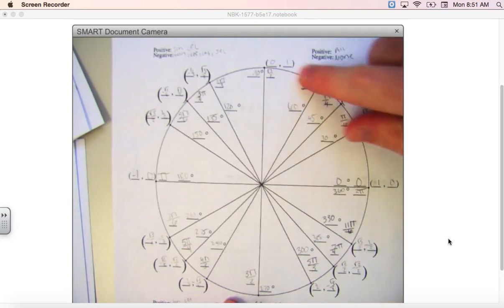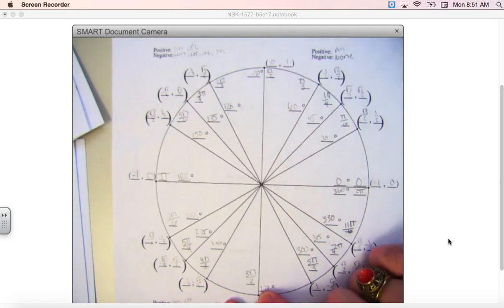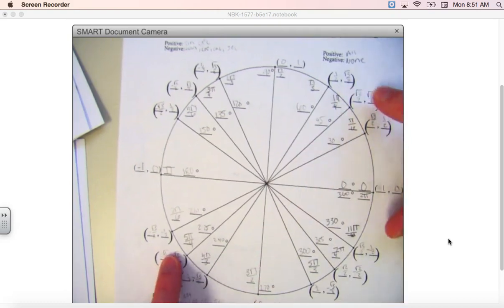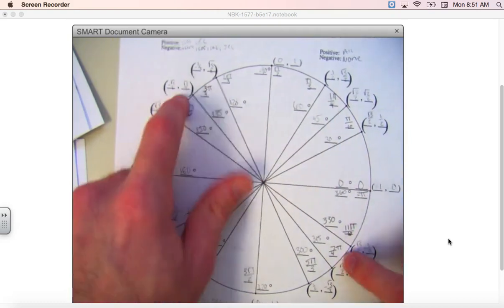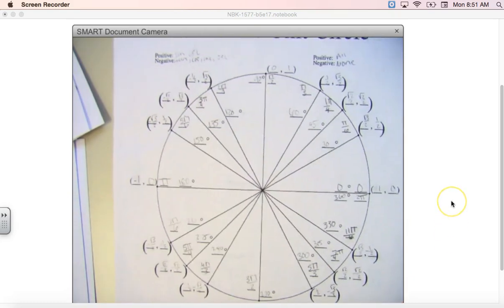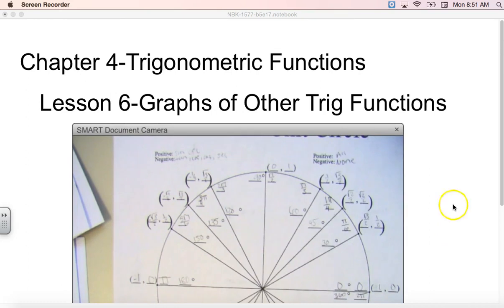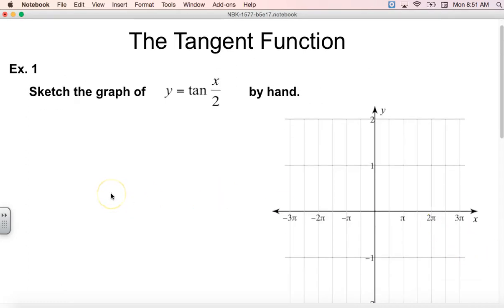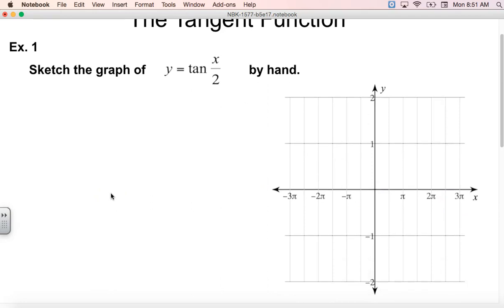So if you start here and go this way, and then once you get to here, you get another vertical asymptote, and then it starts repeating the same points that you had up here, and here and here, and so on. And then once you get here, it starts repeating itself again. So my whole point is that tangent has a period of pi instead of a period of 2 pi. All right, so a lot of explanation just to get to that. Now let's actually look at graphing a tangent function. The first thing you want to do is determine what your period is.